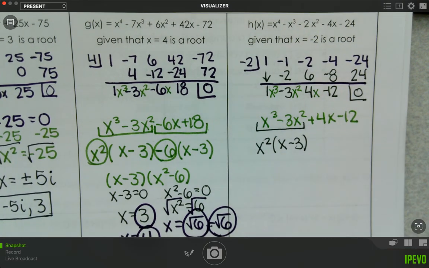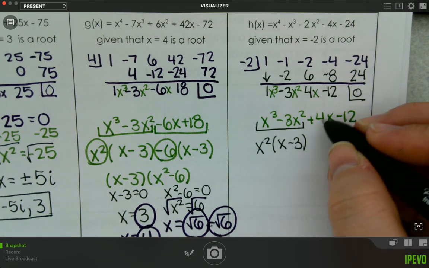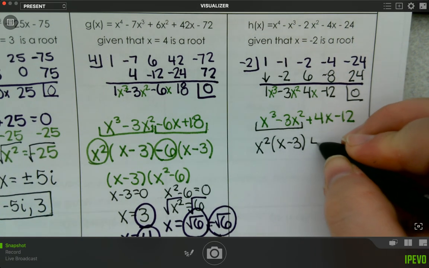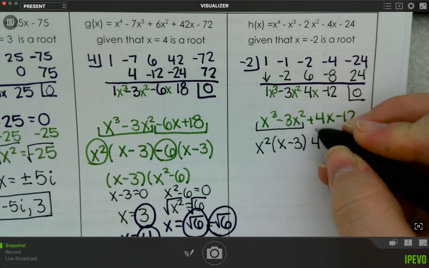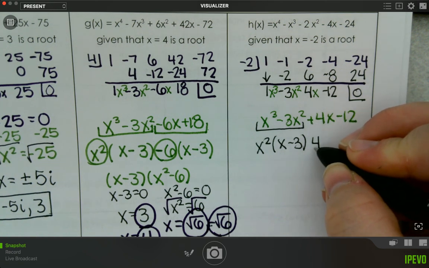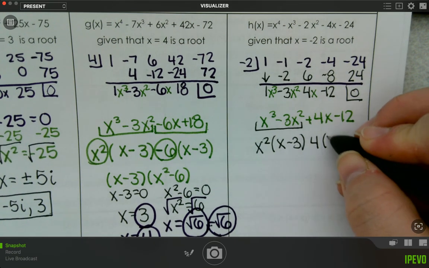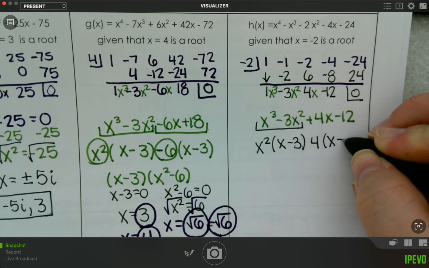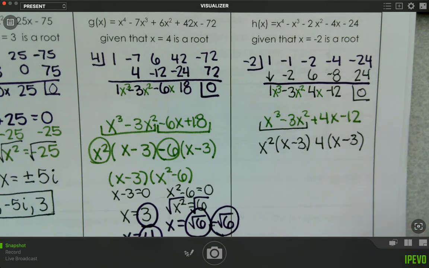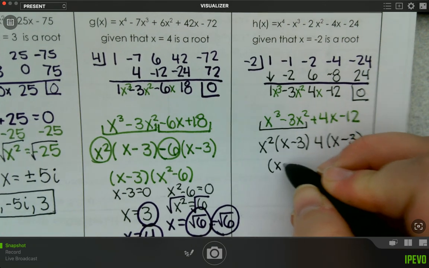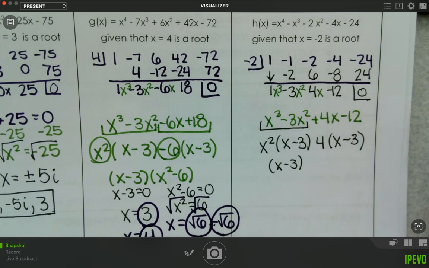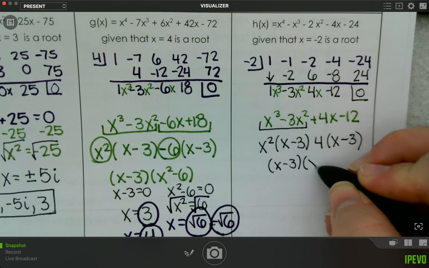Notice how they start the same way. But the next part is a little different, because on this one, I just need to take out a 4. Since this 4 is positive, I don't need to make this negative the way I did with the 6 on the left. 4x divided by 4 is x. -12 divided by 4 is -3. So I have my x minus 3 that matches. And from the outsides, I get x squared plus 4.